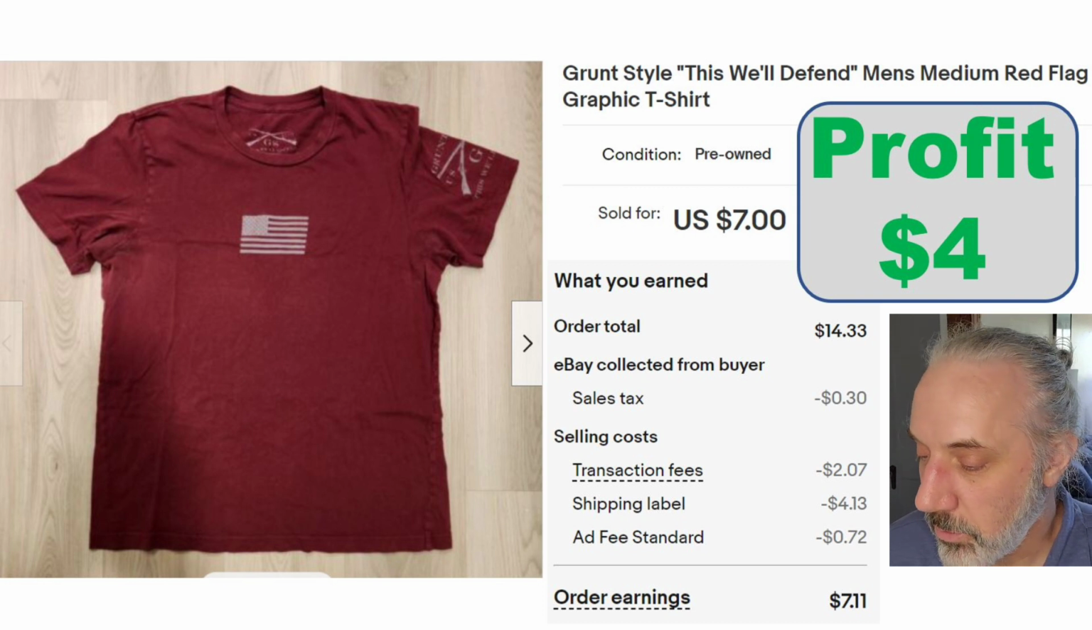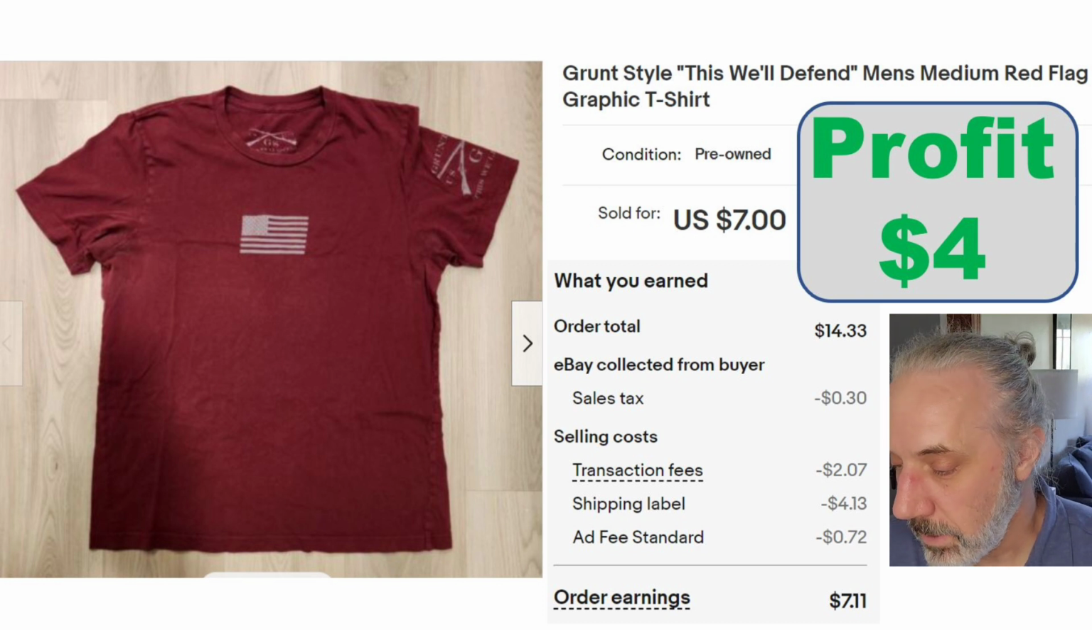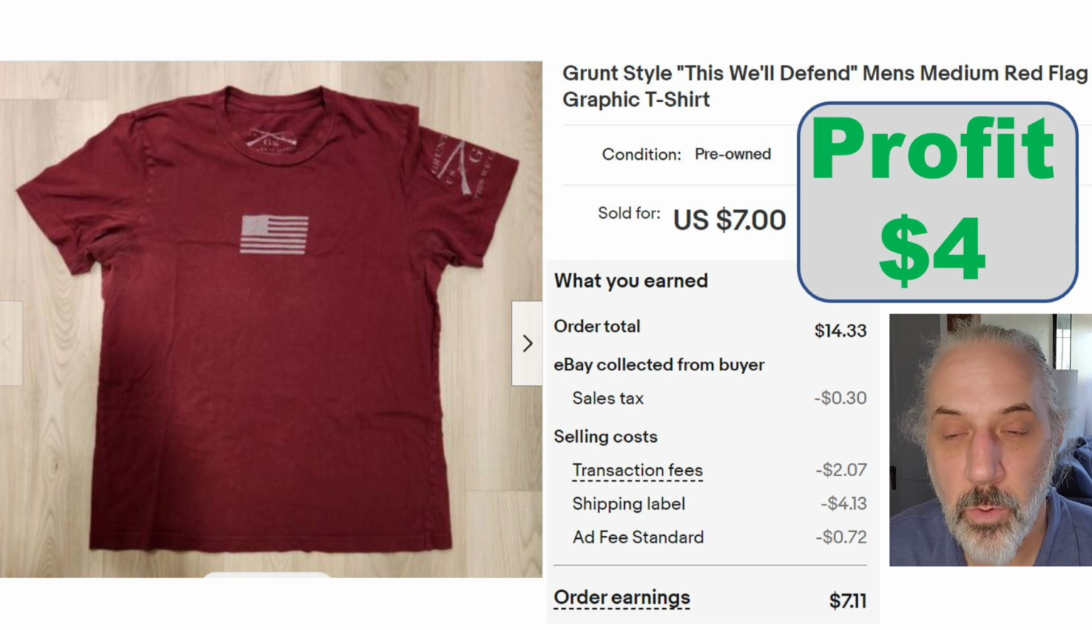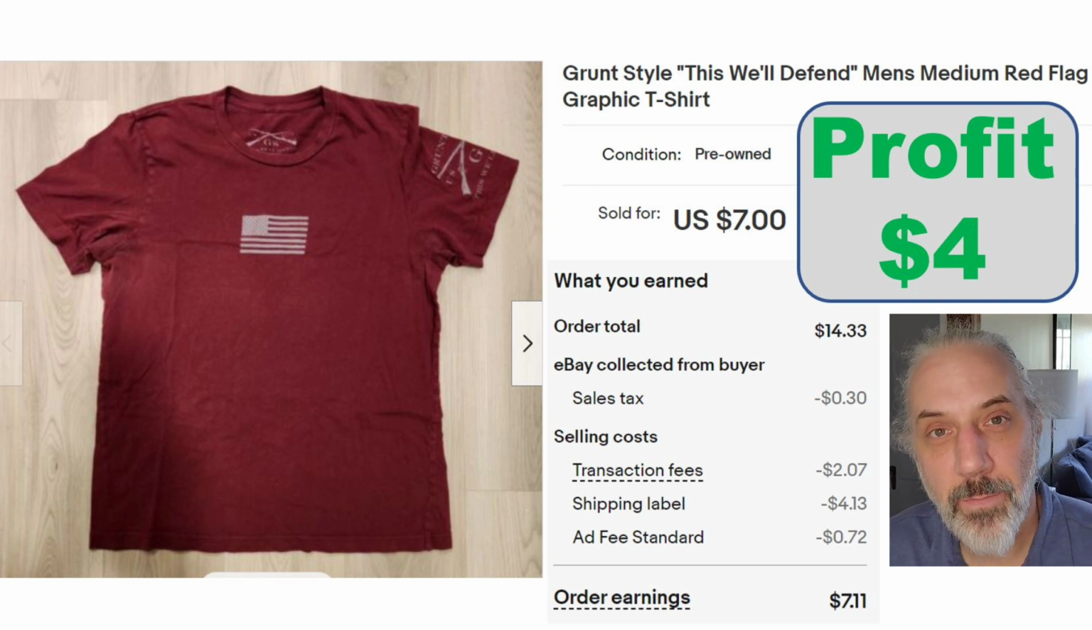So this is a grunt style t-shirt. It says this we will defend with the American flag on the front. This buyer is all in for $14.33. eBay paid me $7.11 and I got a profit of $4.